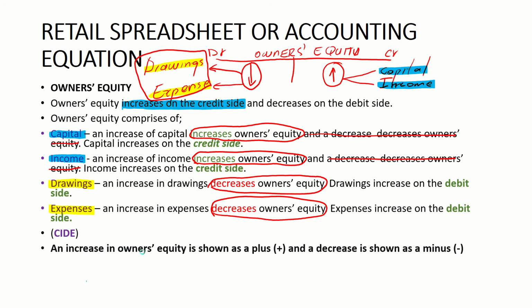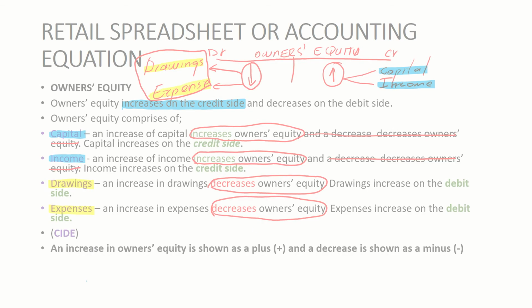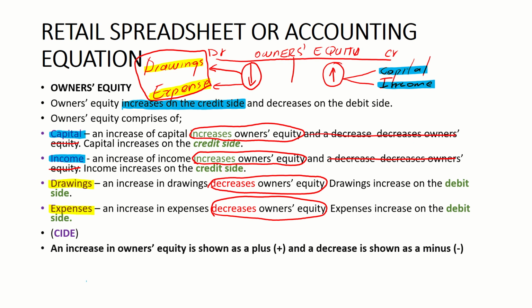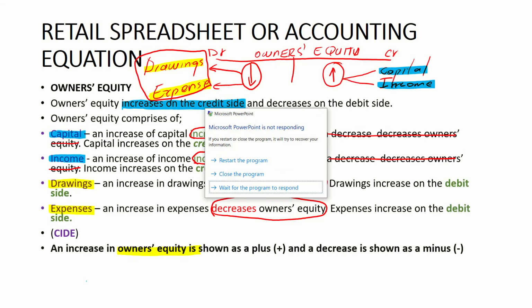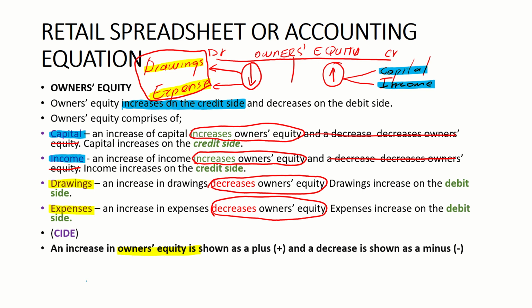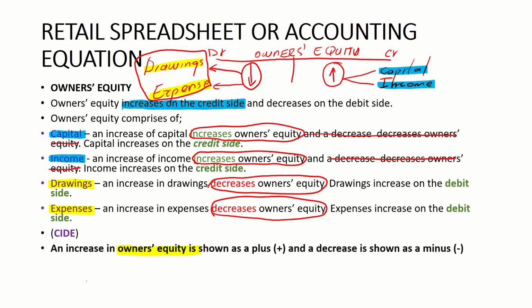An increase in owner's equity is shown as a plus, and a decrease in owner's equity is shown as a minus.